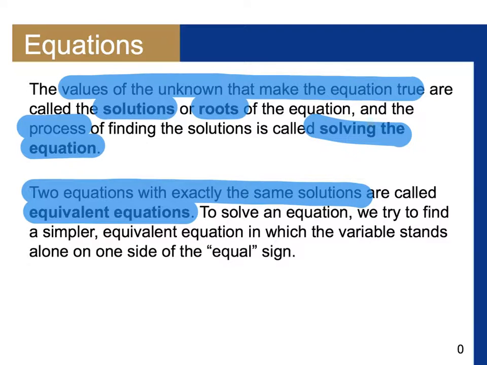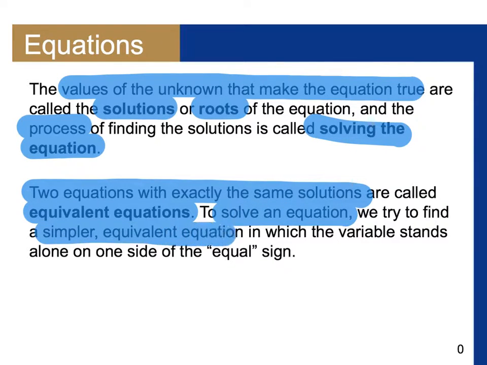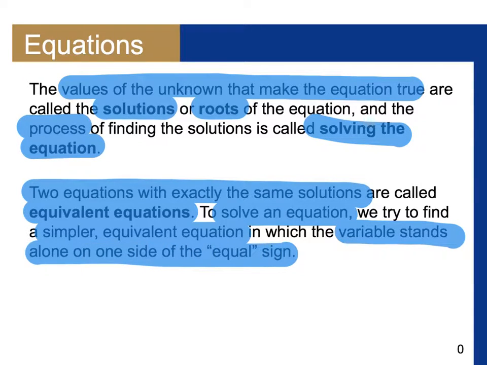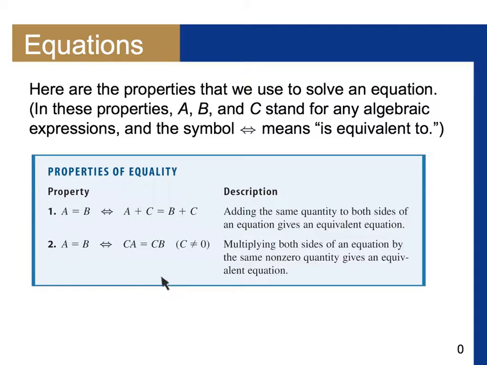To solve an equation, we try to find a simpler equivalent equation where the variable is by itself. Ultimately we're trying to get the variable by itself. Here are some of the things that you can do to solve an equation. We say A, B, and C stand for any algebraic expression, and this symbol means equivalent. So these are the same thing.